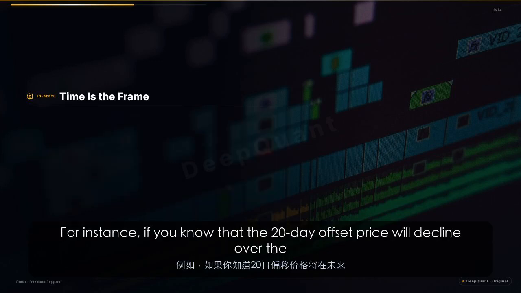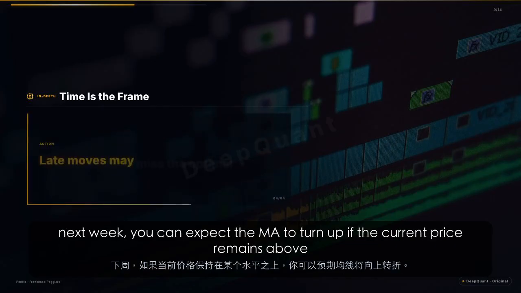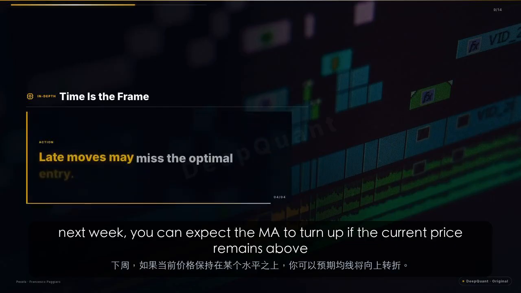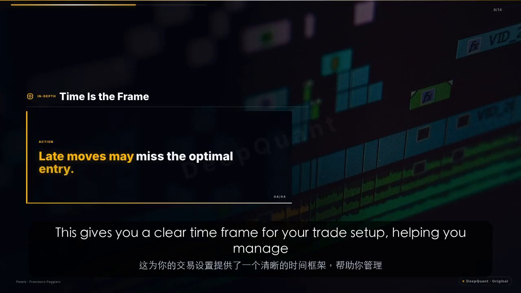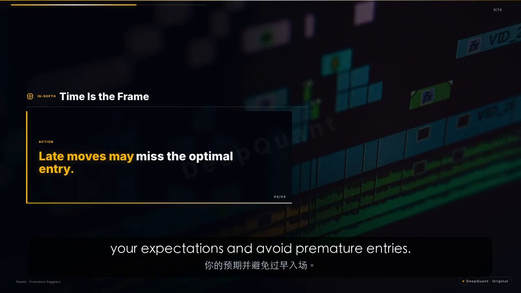For instance, if you know that the 20-day offset price will decline over the next week, you can expect the MA to turn up if the current price remains above a certain level. This gives you a clear time frame for your trade setup, helping you manage your expectations and avoid premature entries.